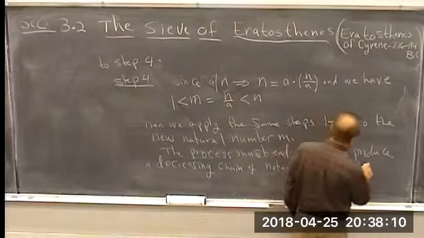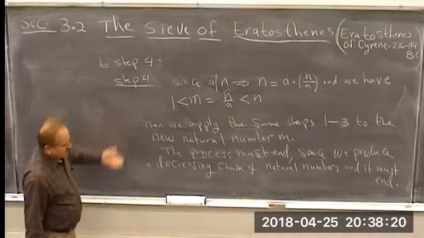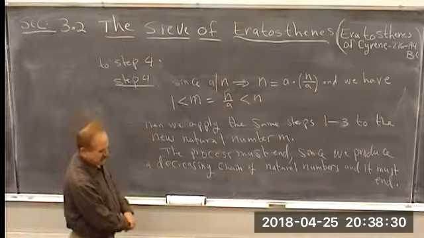It must end. So it actually ends when we have a prime in this chain, and then we produce the prime factorization if the number itself is not a prime from the very first step. All right?